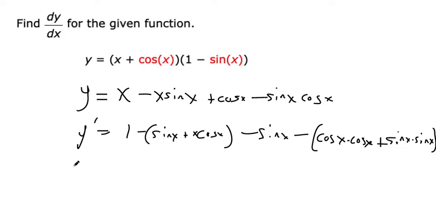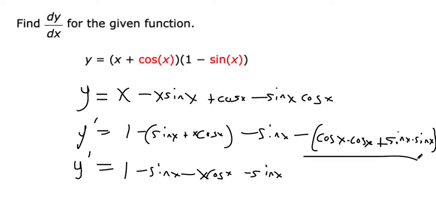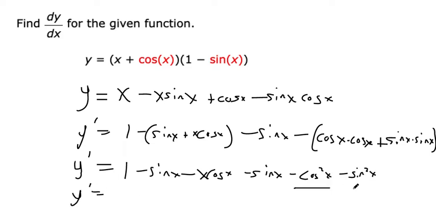And then we've got some combining to do. Who's to say which one's easier though? So if we distribute that minus sign, it's 1 minus sine x minus x cosine x, then minus another sine x. Then here, if we distribute that minus sign, that's minus cosine squared x minus sine squared x. But I'll show you what we can do over here on the right to make that simpler. There's our Pythagorean identity. If you just factor out a negative 1, we'll combine these while we're at it. That's 1 minus 2 sine x minus x cosine x.